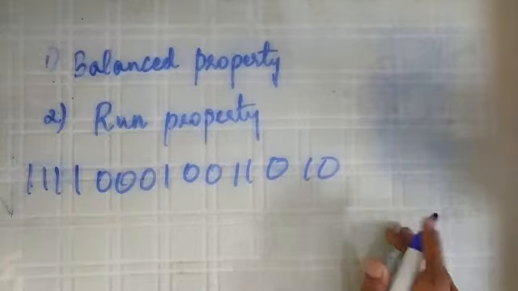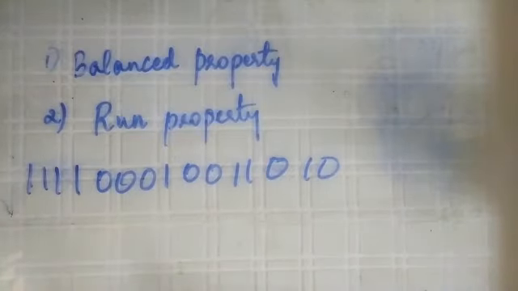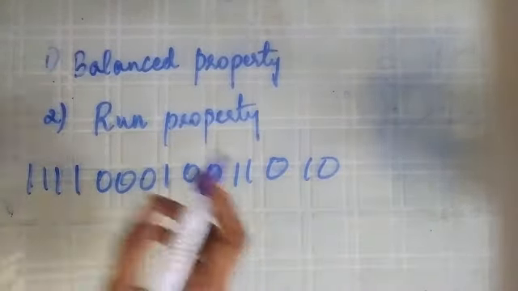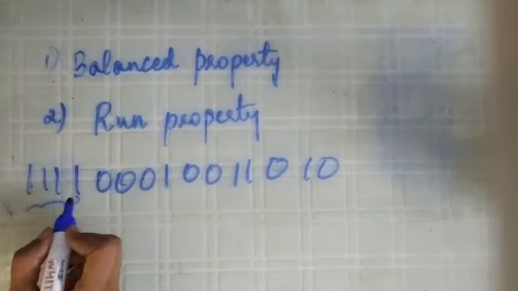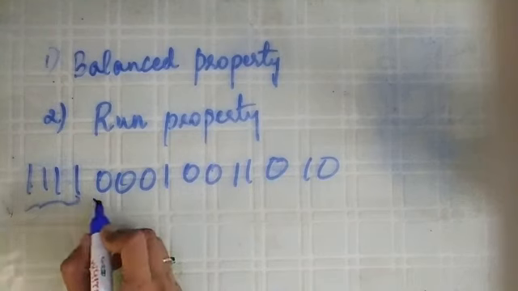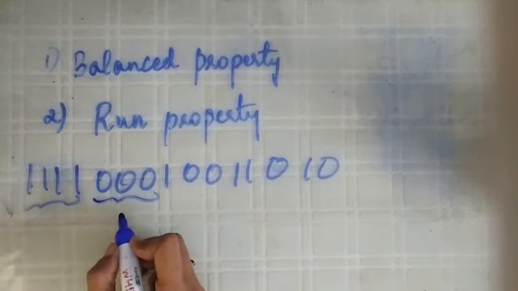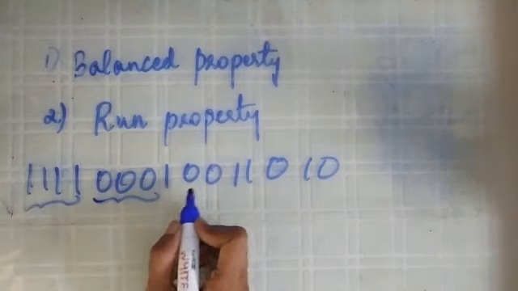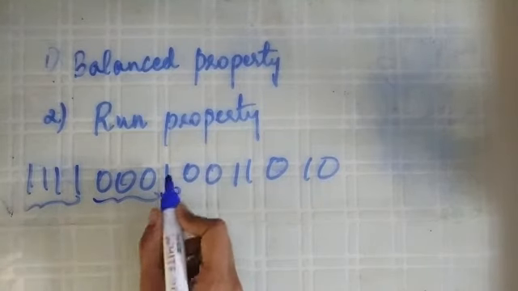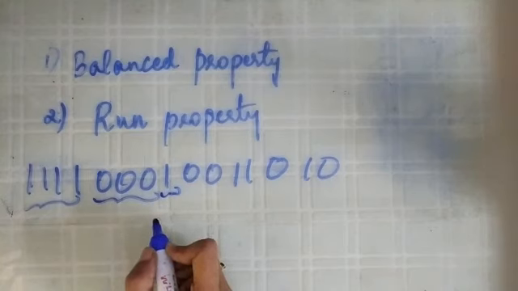A run is nothing but a string of continuous values. If you consider this sequence, when continuous values come, this is a run: 1, 1, 1, 1. Now the next 3 zeros in continuous form a run. This is also a run. Here there's only 1, and next is 0, so this 1 itself can be considered a run of length 1.